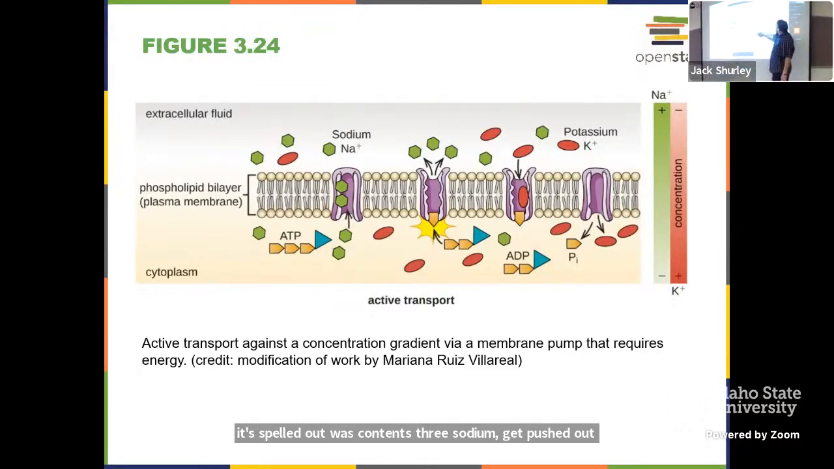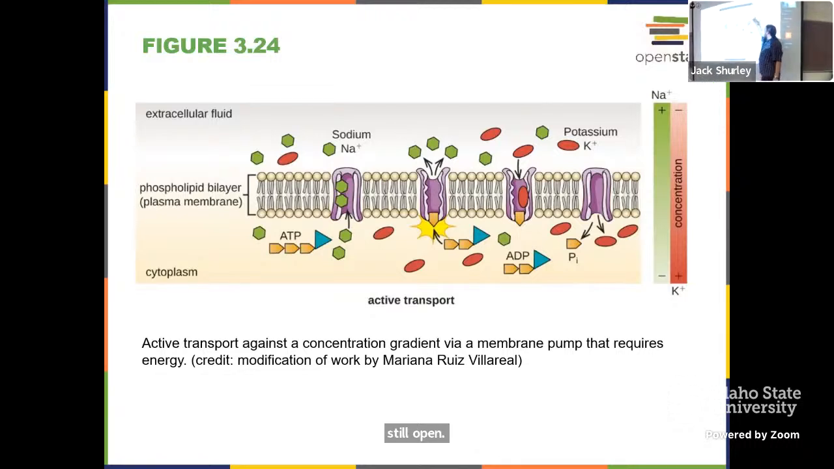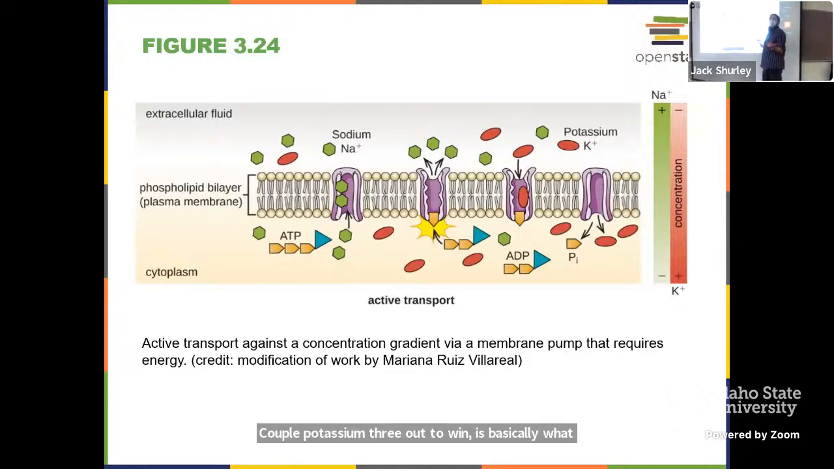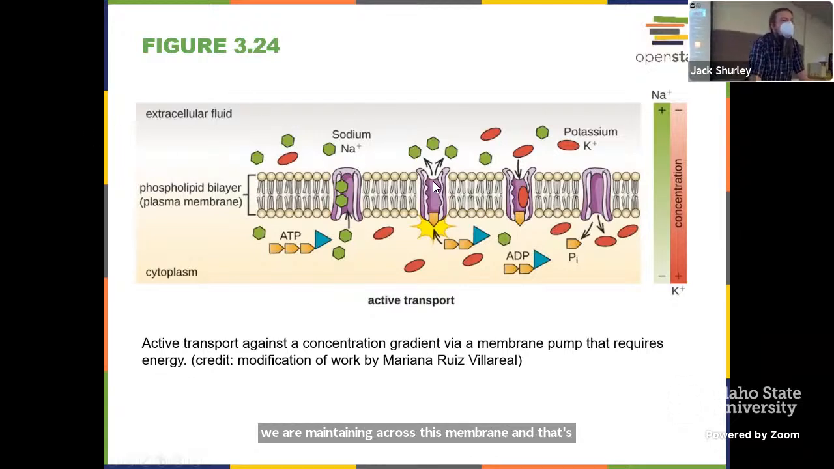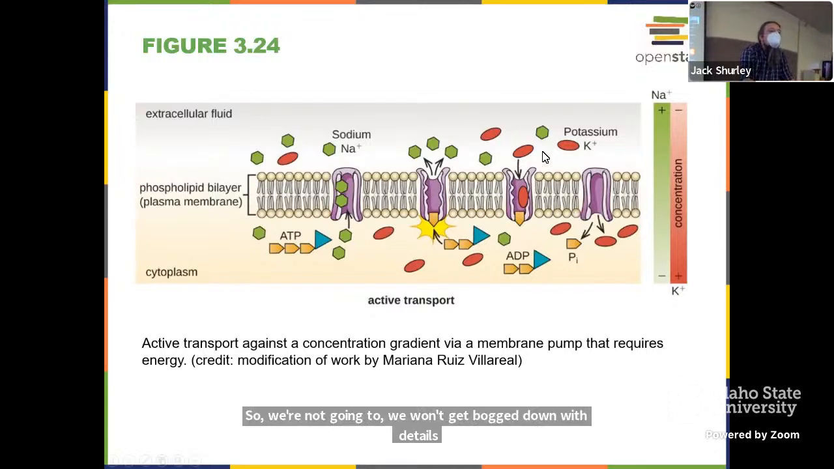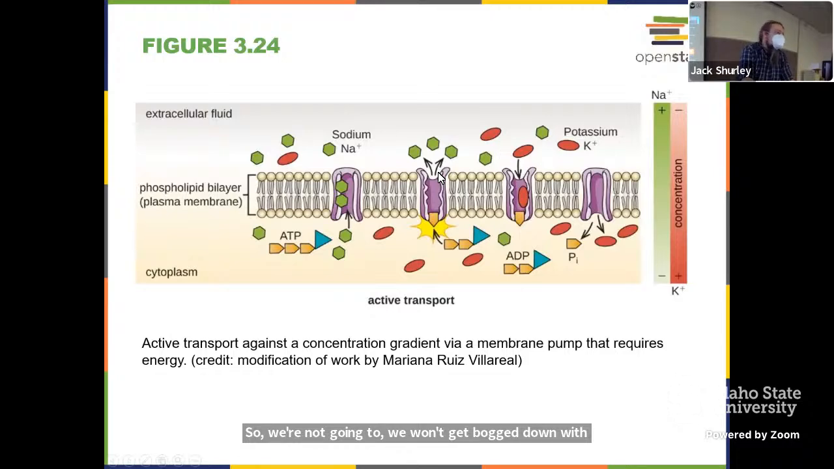In the process of doing this, while it's still open, a couple potassiums, 3 out, 2 in is basically what happens. And both sodium and potassium are positively charged, right? So we pump 3 positive charges out, we allow 2 positive charges back in, and all of a sudden, we now have a charge potential that we are maintaining across this membrane, and that's important, all right? So we won't get bogged down with details with that, but active transport pushes these things, all right?